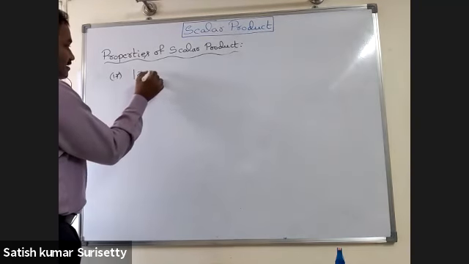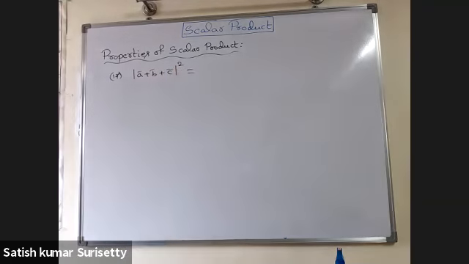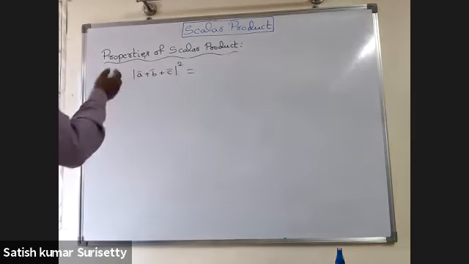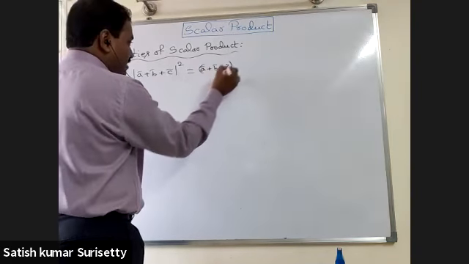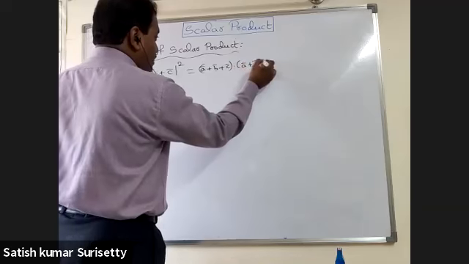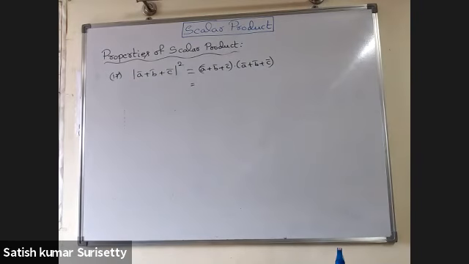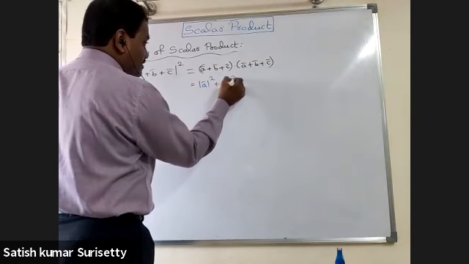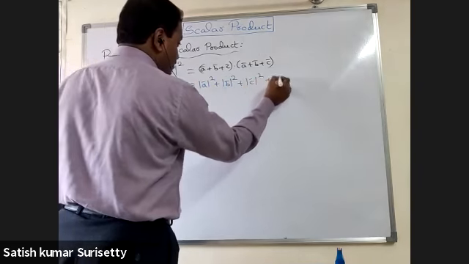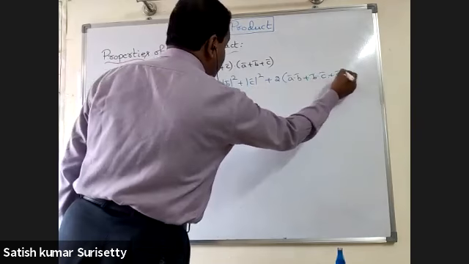Modulus of a bar plus b bar plus c bar whole square. If I want to calculate this, using the definition of the square of a vector, I can write it as a bar plus b bar plus c bar dot a bar plus b bar plus c bar. Now expand by the distributive property. So you will get modulus of a square plus modulus of b square plus modulus of c square plus 2 into a bar dot b bar plus b bar dot c bar plus c bar dot a bar.